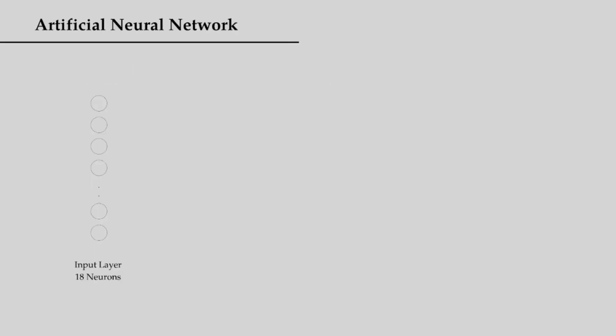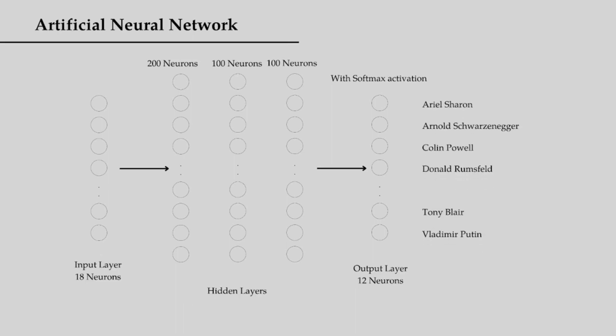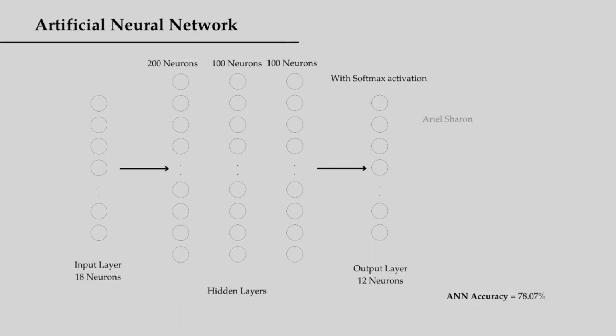Finally, we used an artificial neural network with an input layer of 18 neurons, because we have 18 features in our transformed dataset. Then we passed it through three hidden layers with 200, 100, and 100 neurons respectively, each with a ReLU activation function. Finally, we have our output layer with 12 neurons and a softmax activation function. The output layer is assigned to each label, and the accuracy for the artificial neural network was 78.07%.